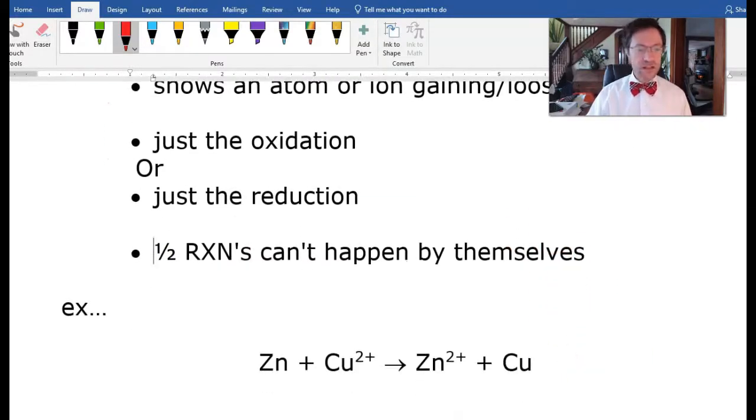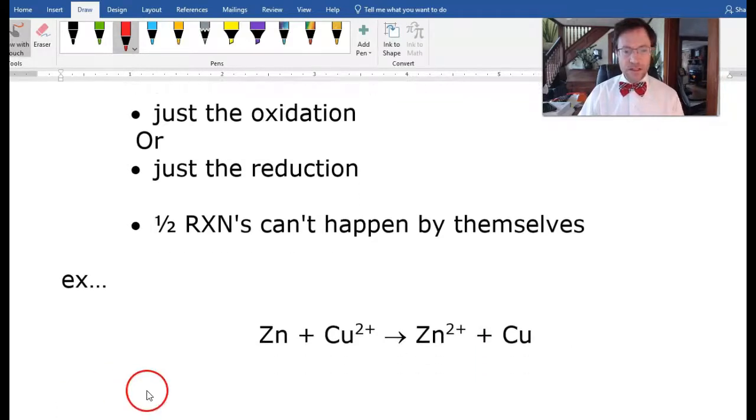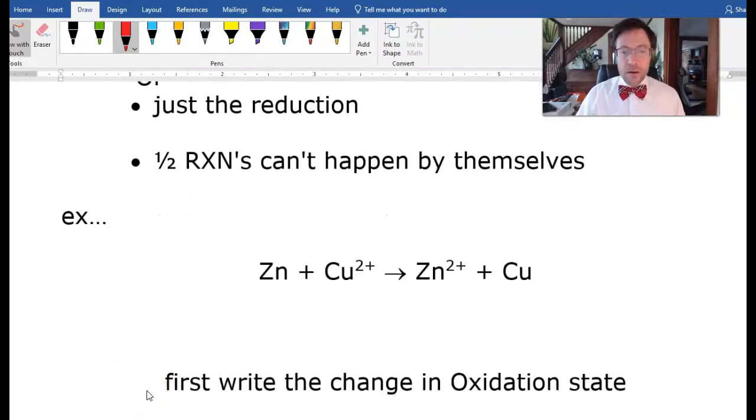Oh, here's a nice little equation. We have copper 2 plus and zinc. It's starting out as zinc. This is a metal, right? Because it has a 0 charge. And here we have copper with a 2 plus charge. And here we have zinc with a 2 plus. And here copper goes to 0.